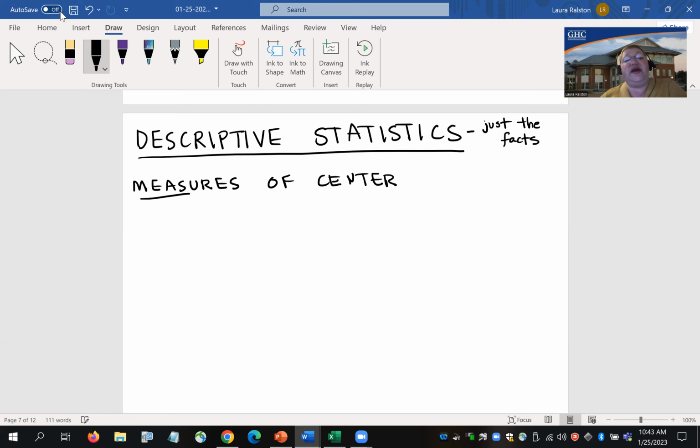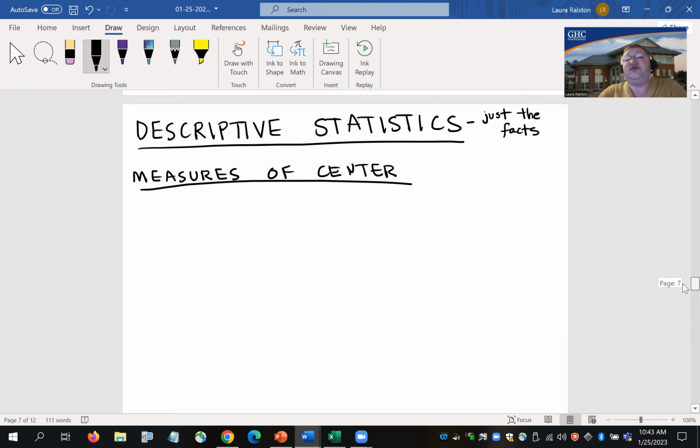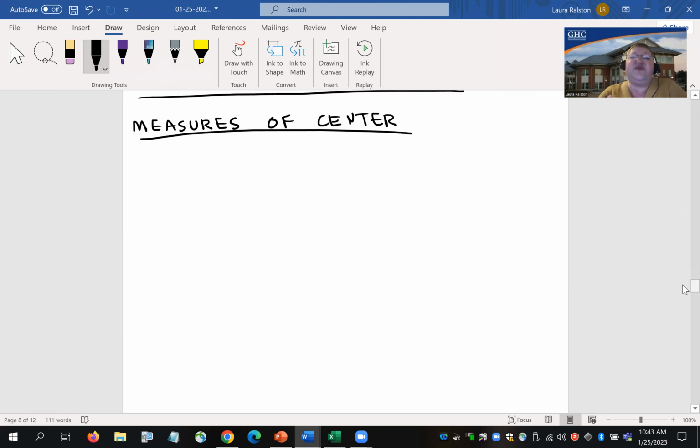And there are 3 measures of center that we use for the most part throughout statistics. There's really a 4th one, but it's not very useful, and so we don't really talk about it a great deal. The first one that we talk about is the mean. The mean is what most people refer to as the average. The formal phrase is it's actually called the arithmetic mean.